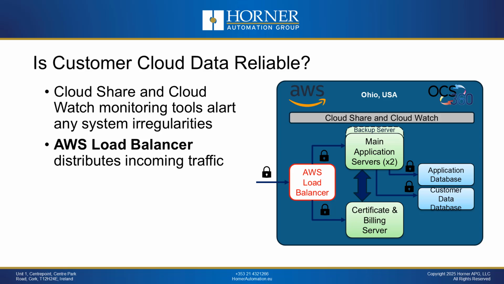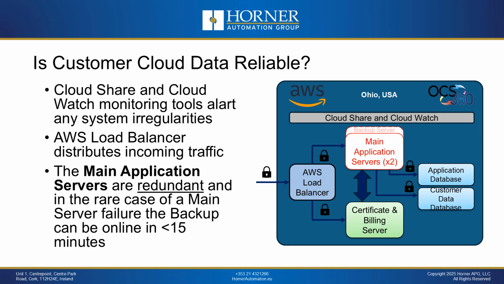Next, the thing that helps keep things reliable is something called AWS Load Balancer. All the traffic comes into the application through the load balancer, and the function of the AWS load balancer is to distribute the incoming traffic appropriately, depending on what the traffic is. So that is another way to keep things reliable.